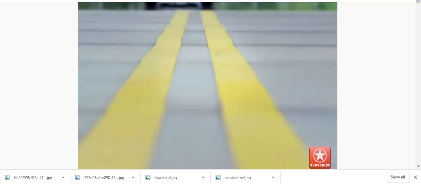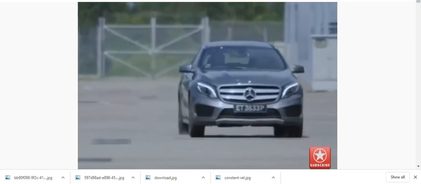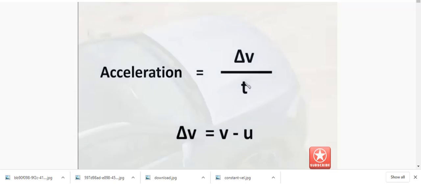In this lesson, we shall derive some formulae related to motion. Say a vehicle is accelerating in a straight line with constant acceleration. As we saw in the last lesson, acceleration A is equal to change in velocity by time taken. That is delta V divided by T.